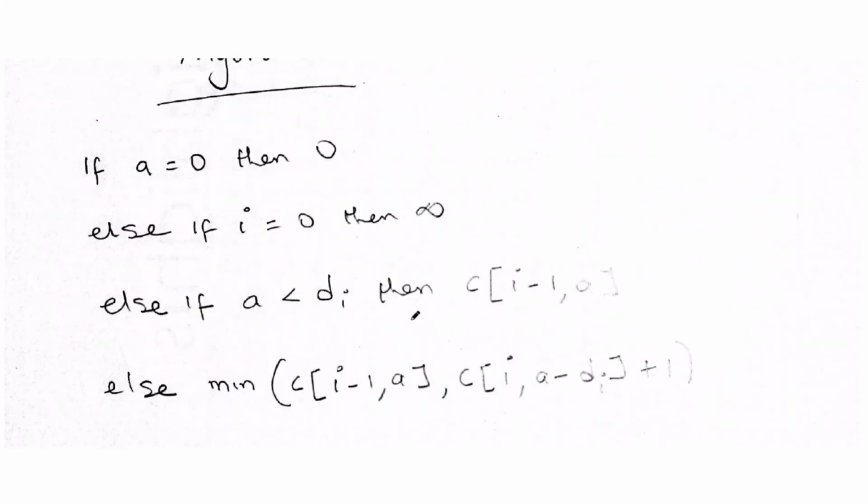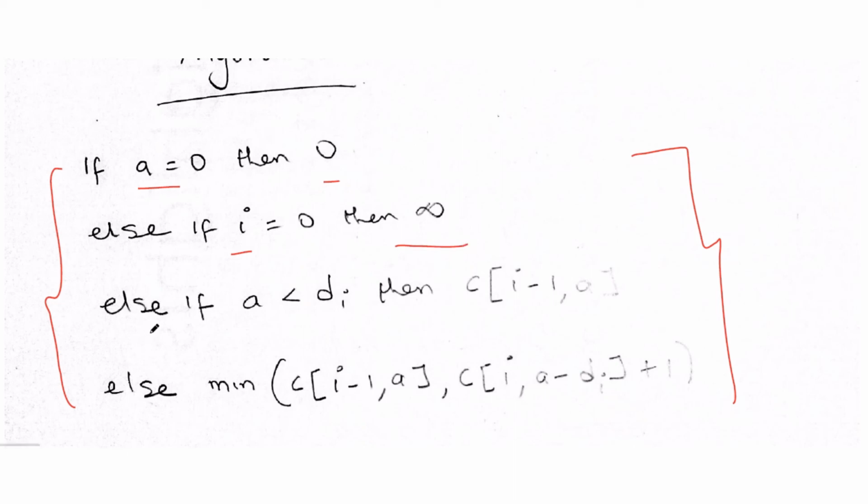Now this is the outline of the algorithm that we followed to populate the table. If a equals 0, then 0. Else if i is 0, then infinity. Else if a is less than di, then you take what is before. This is i minus 1, a. You take what is before.